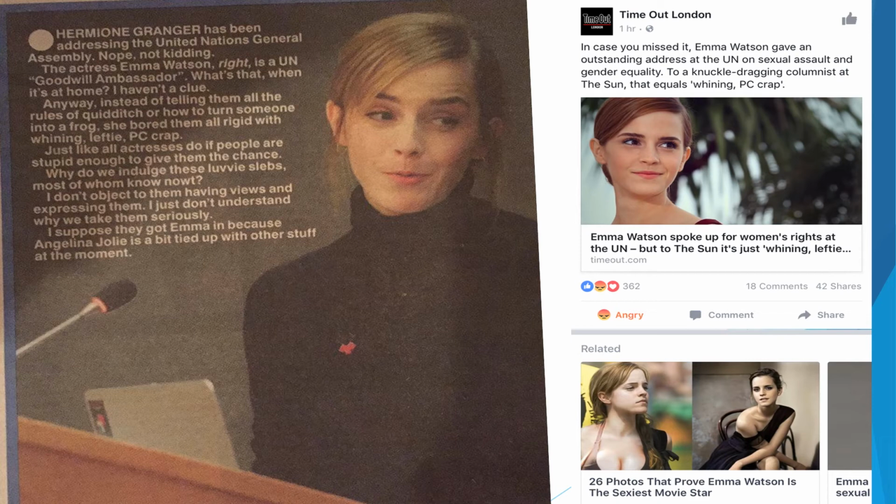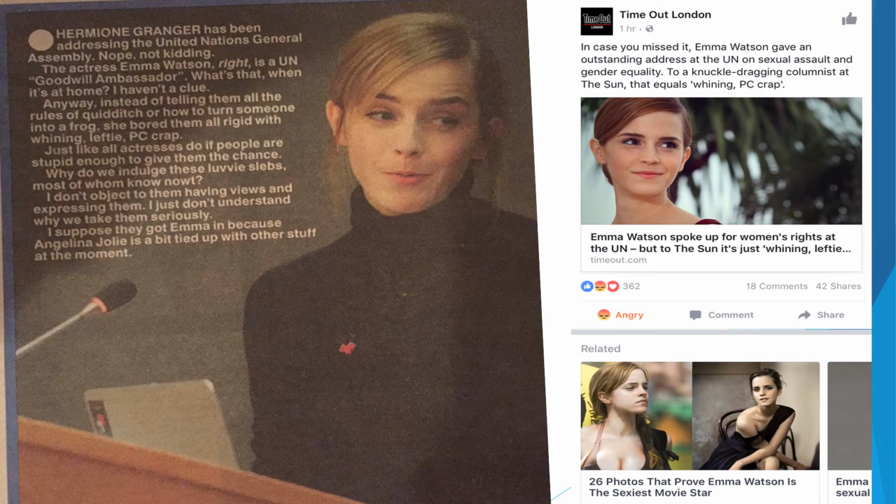And then on the right was something I found on Facebook. It was part of my Facebook feed and I found it quite interesting: you had this Time Out London article basically criticising the Sun article on the left for undermining her speech on gender equality and sexual assault awareness.